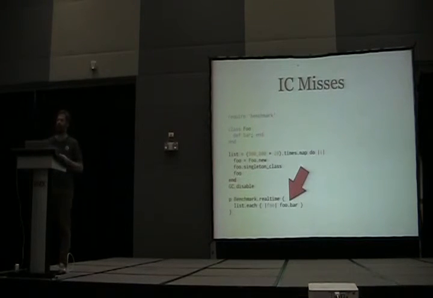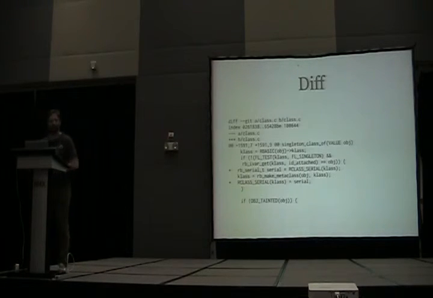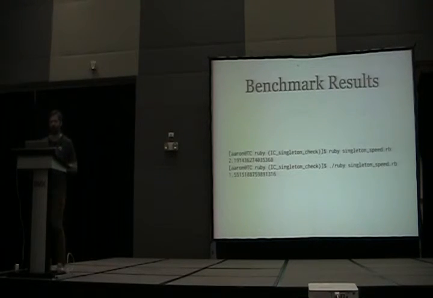So what I decided to do is, well, since we know that no methods are added, why don't we just copy the serial number from the superclass down to this anonymous child class? So we'll just copy that serial number to the child. Now this patch I actually want you to memorize. This is the entire diff to do that, it's two lines. So we just say, at the point where we create this anonymous class, copy the serial number from the super down, right? Now if we run this benchmark, the benchmark looks like this.